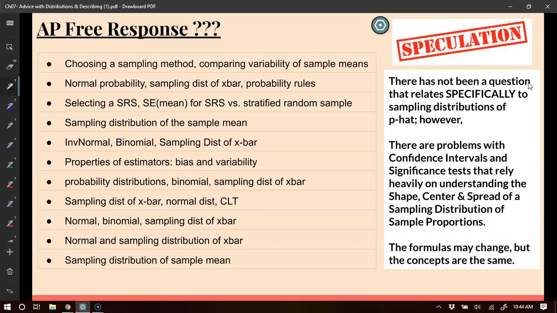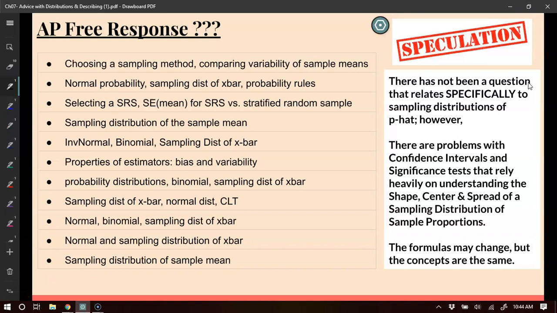So though there has not been a Chapter 7 question with p hats in the sampling distribution, the material from it is still on the exam in the free response of confidence intervals of significance tests dealing with shape, center, and spread. So the formulas may change, but the concepts are there.